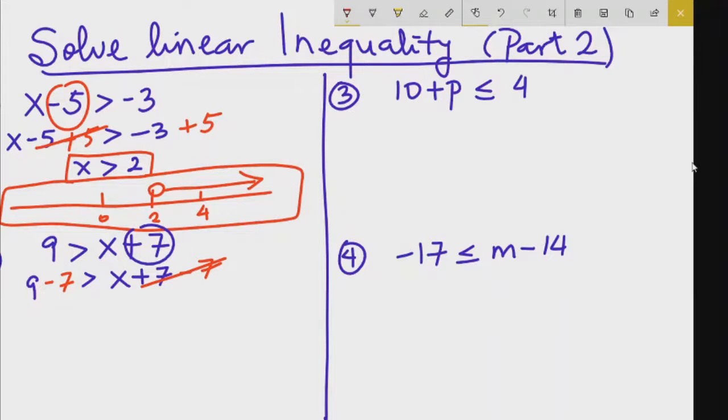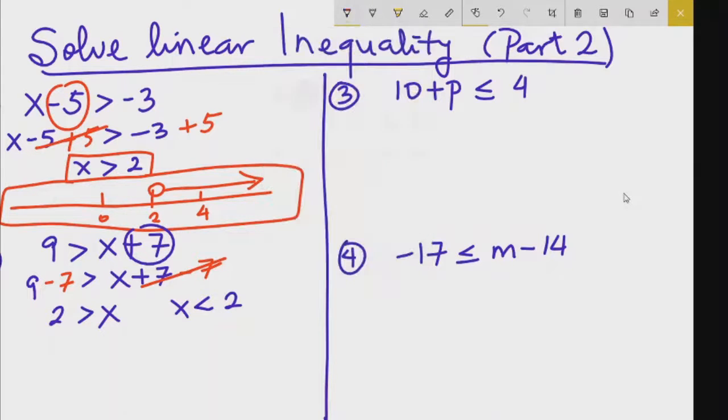9 minus 7 gives us 2. So we have 2 greater than x. In this case, we have 2 greater than x, so that means our x is going to be less than 2. 2 greater than x means x less than 2. So these two represent the same thing.